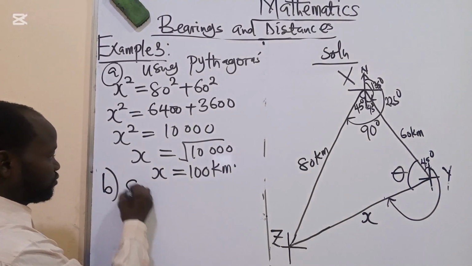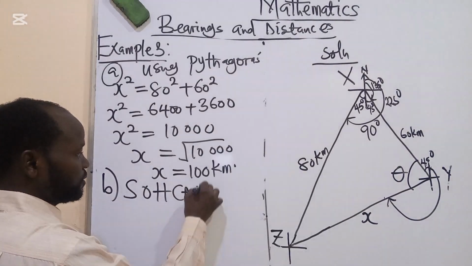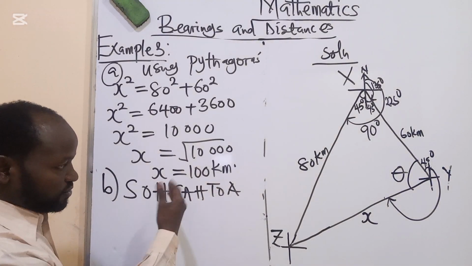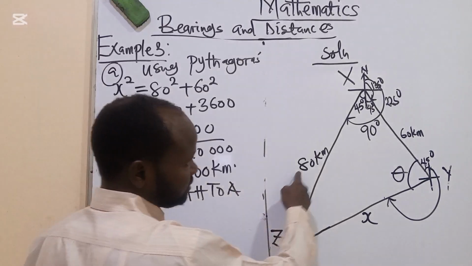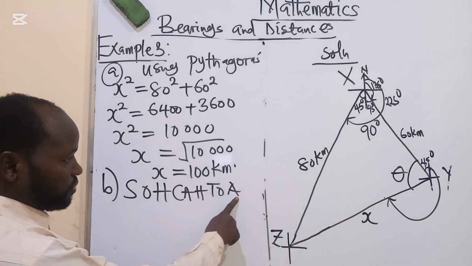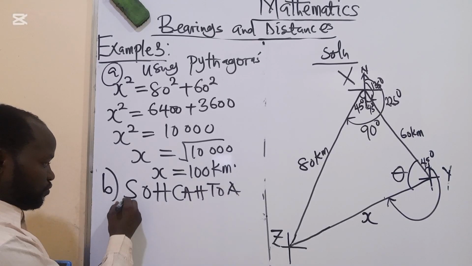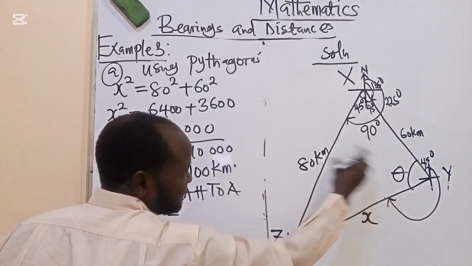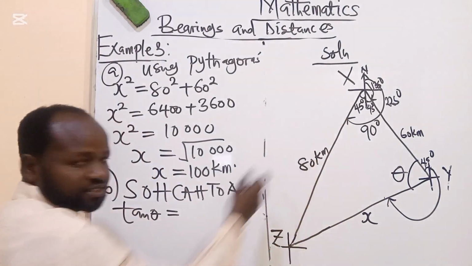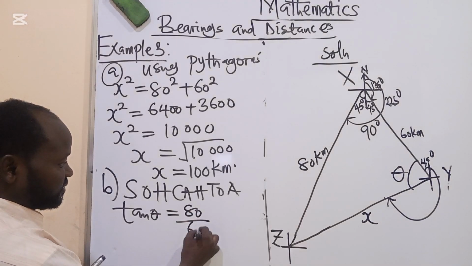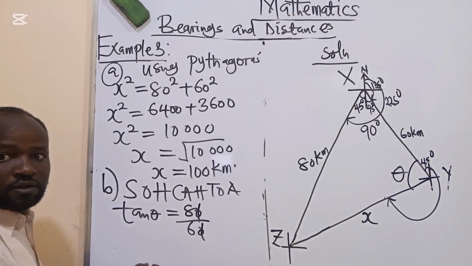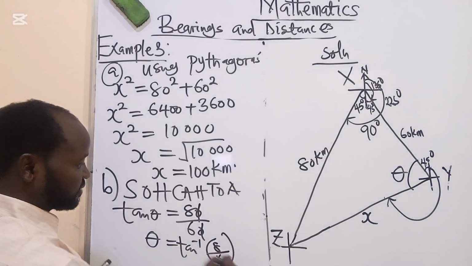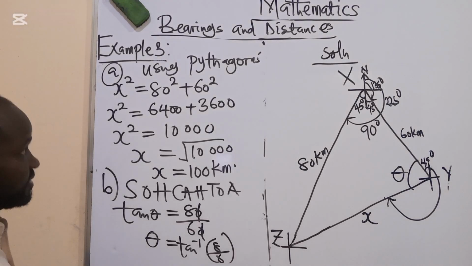And to find theta, we have to use what we call SOHCAHTOA. In this SOHCAHTOA, is it sine we are going to use? Is it cosine or tan? Let's look at it. We have the opposite and adjacent. Okay, it means we have to use tan. So this will be tan theta now, will be opposite over adjacent. Opposite here is 80 because this theta is facing the sideline that is corresponding to this 80. So it will be 80 divided by 60. And we can reduce this. So theta now will be the tan inverse of 8 divided by 6.